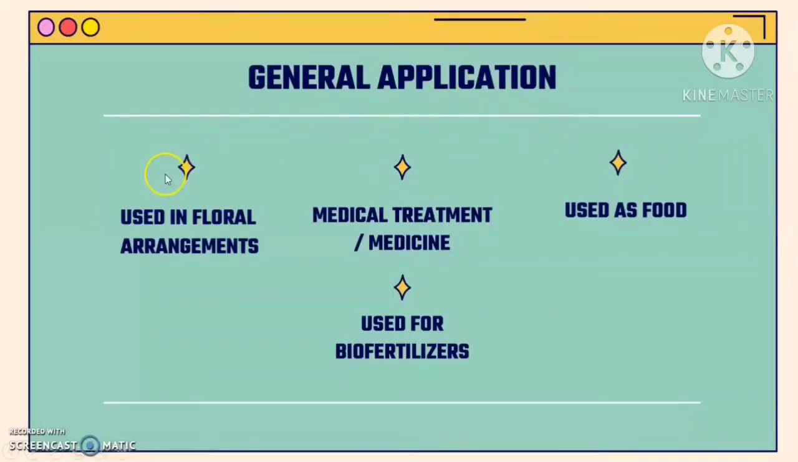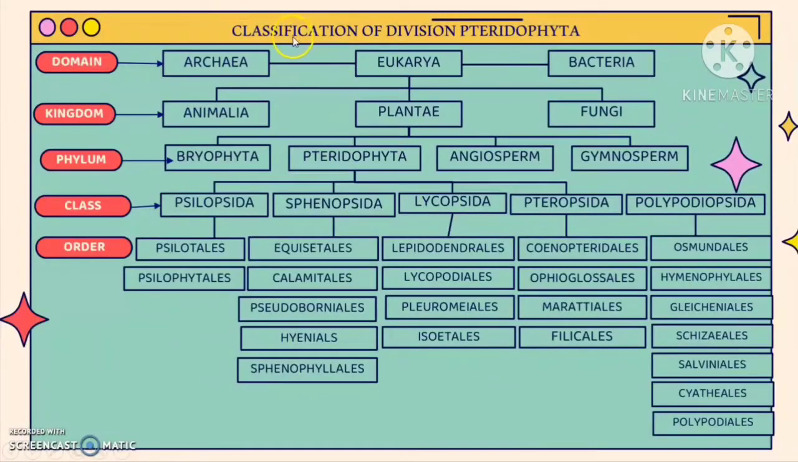Okay, so next is the general application of the Pteridophyta. First, it is used in flower arrangement. Second is medical treatment or medicines, third is used as food, and the last one is used for biofertilizer. Here we can see the classification of division Pteridophyta, or we can call it the taxonomy chart.